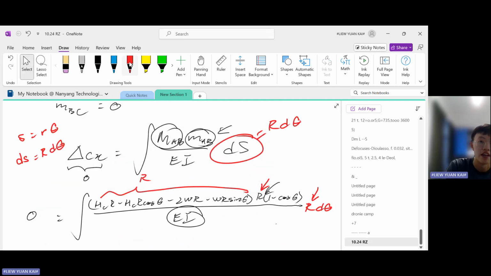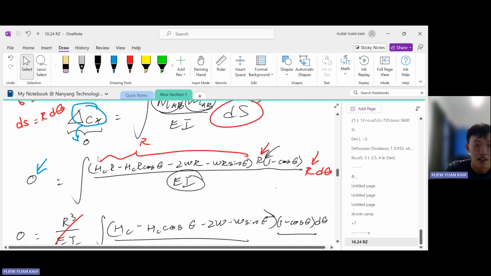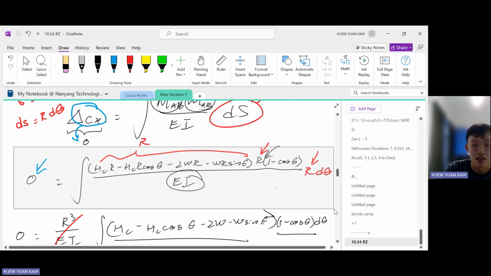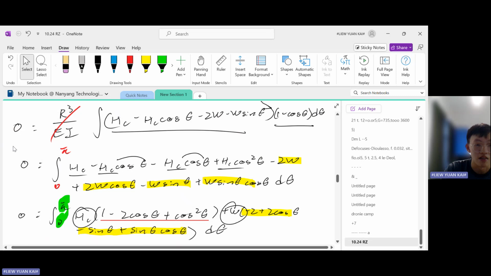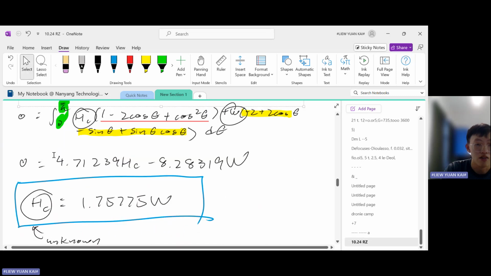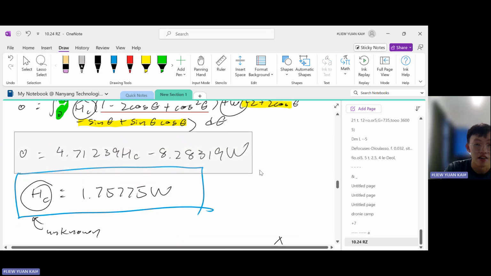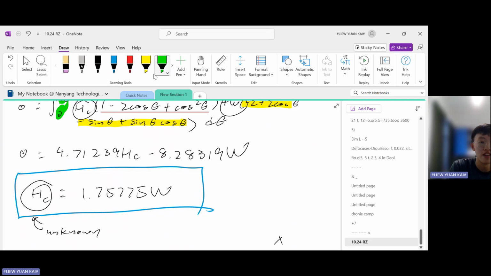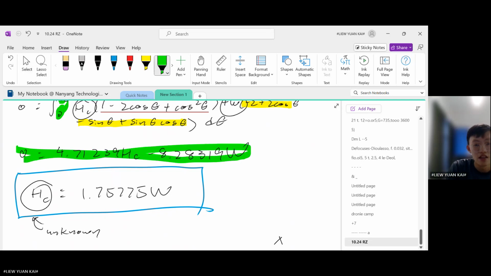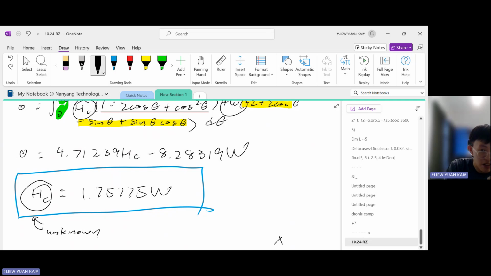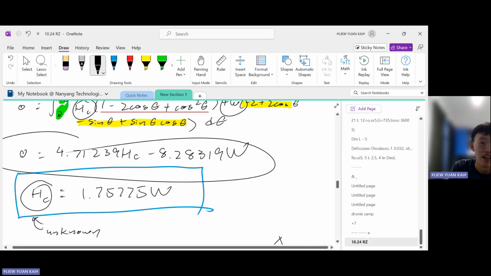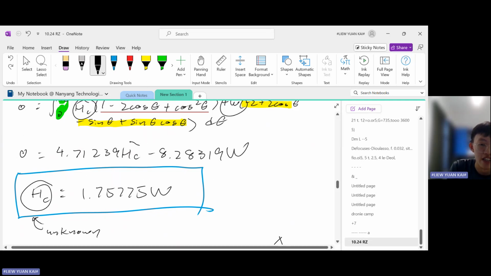And then I remember that the point C is restrained from moving horizontally. That's why I replace this with 0. Okay, I replace it with 0. And then when you simplify this whole equation, you will find that you get this equation. This is one equation, and there's one unknown, and the unknown is Hc.